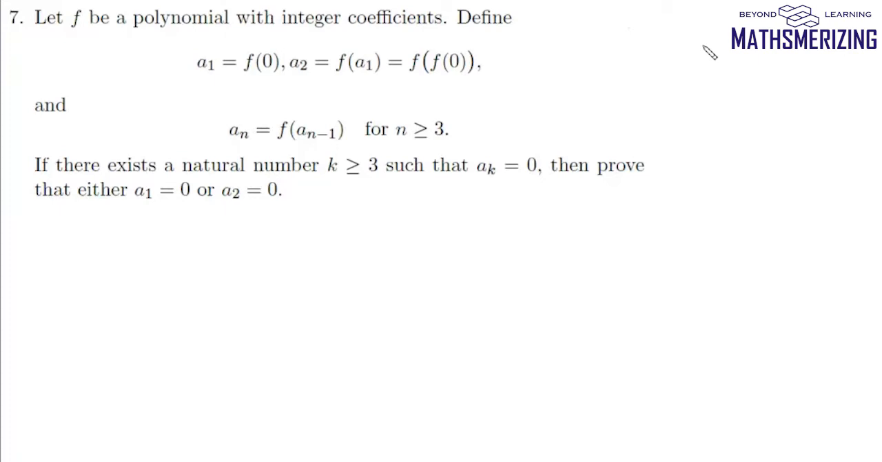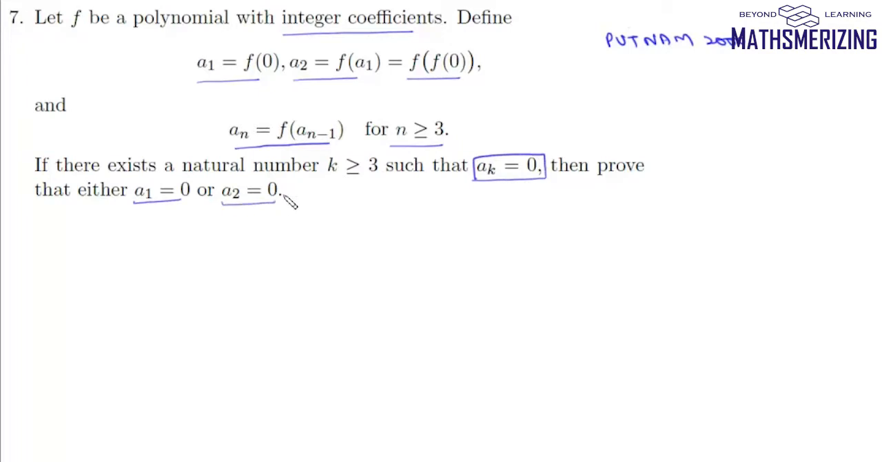Now this question number 7 is an interesting problem, and it was originally asked in the Putnam 2000 exam. Let f be a polynomial with integer coefficients, and we define a1 as f(0), a2 as f(a1), which is f(f(0)), and an as f(a(n-1)) for all n greater than or equal to 3. We need to show that if there exists a natural number k greater than or equal to 3 such that ak is equal to 0, then either a1 is 0 or a2 is 0.